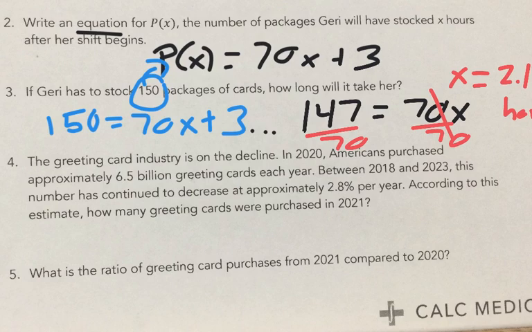Because if you think about it, 6 minutes, there's 10 6-minute intervals. So that means she did 7 packages 10 times in an hour.